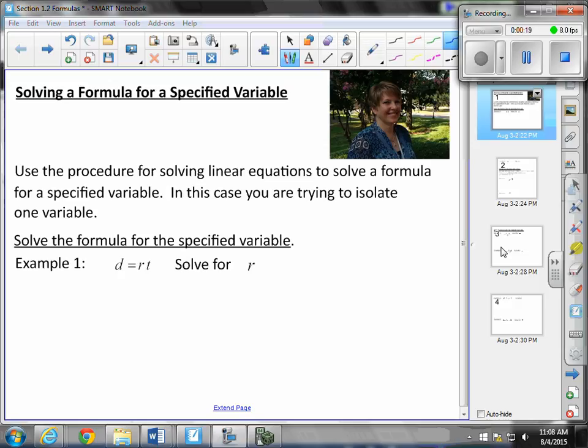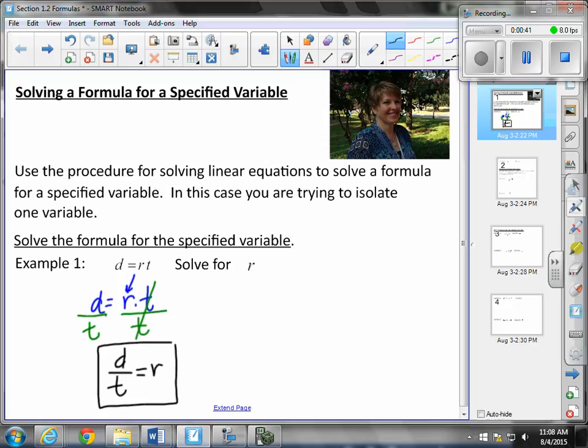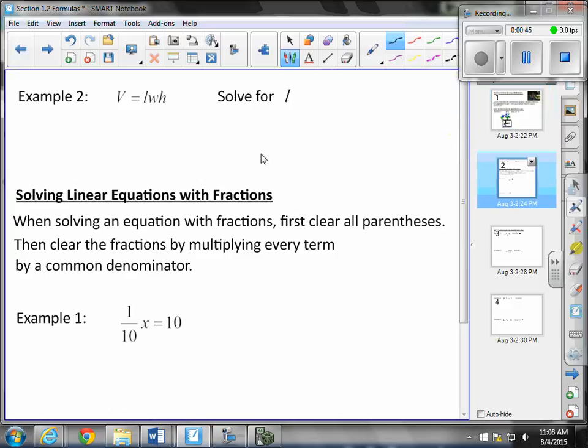Example number 1 says d equals rt, or distance equals rate times time. So we're multiplying here. We want to get the r by itself. Multiplication means we're going to divide by t. t divided by t cancels, and we're left with d over t equals r, or distance divided by time is rate.